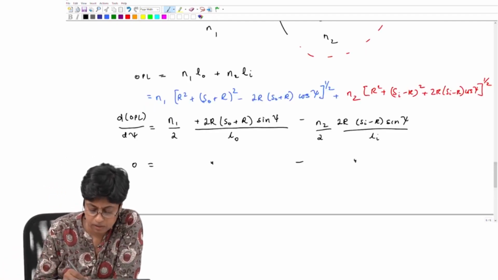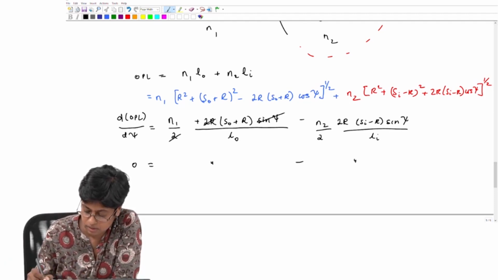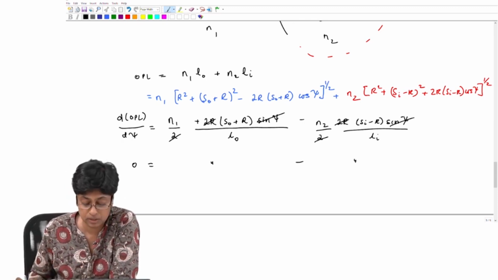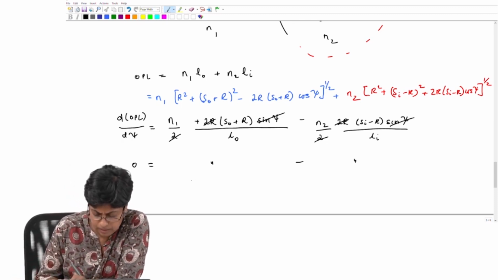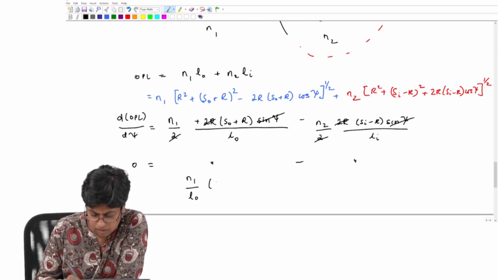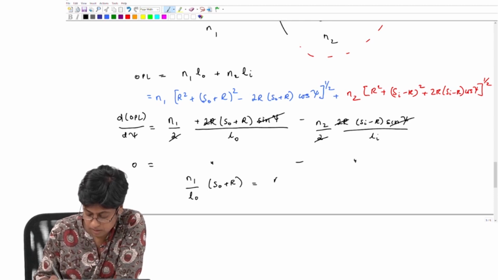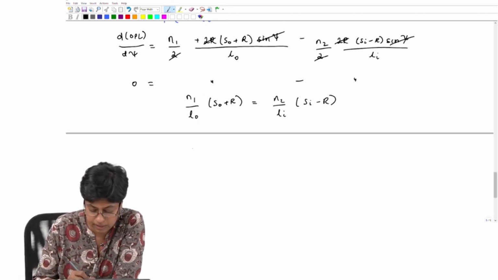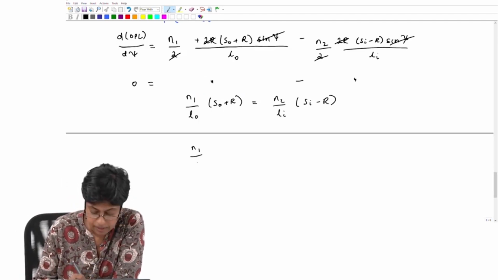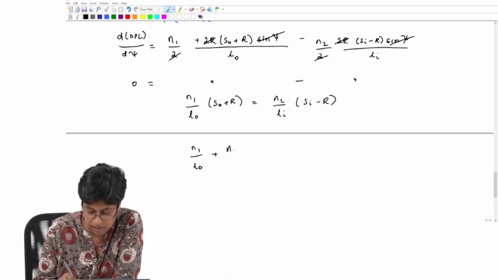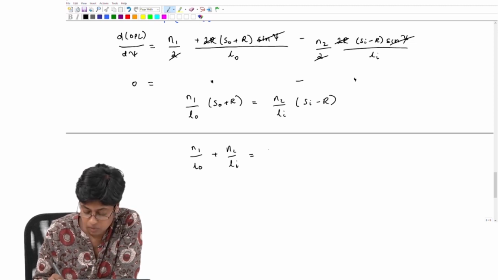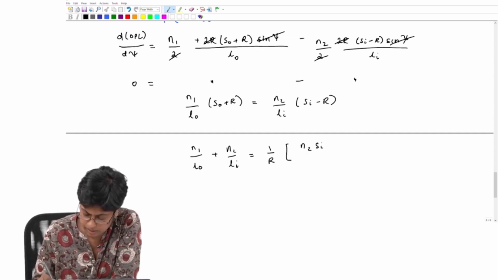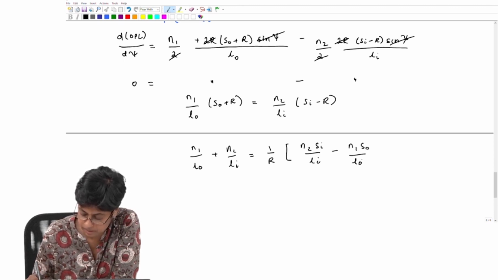So, if I cancel out this with respect to this 0, what I am going to be left with is n1 by L naught S naught plus r is equal to n2 by Li Si minus r, and I can rewrite this so that I get n1 by L naught plus n2 by Li is equal to 1 over r times n2 Si by Li minus n1 S naught by L naught.